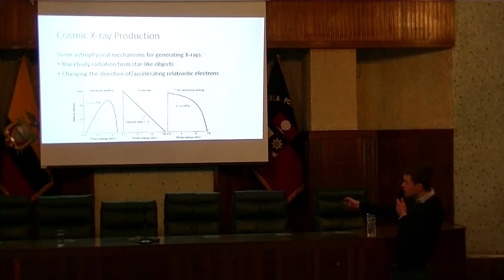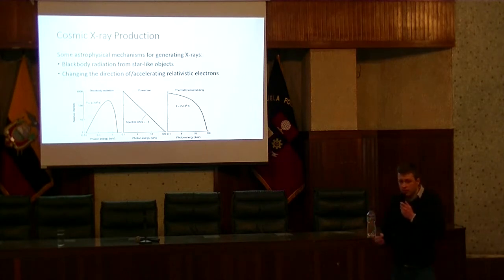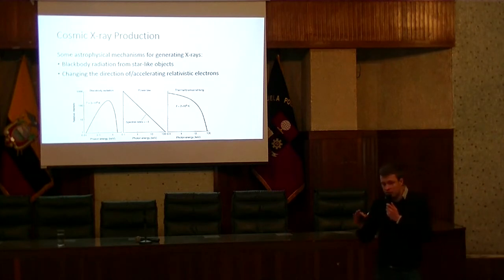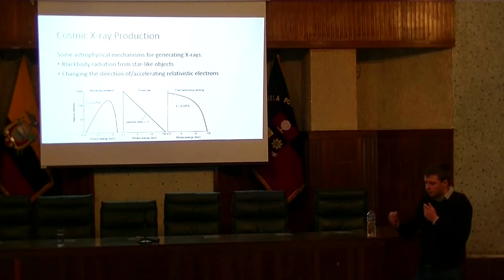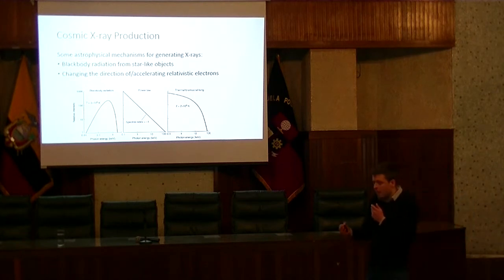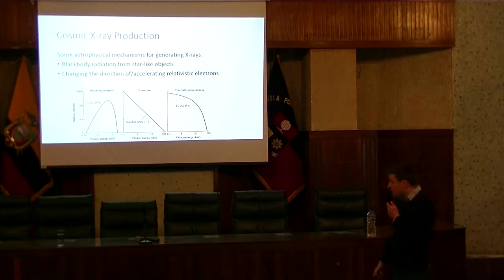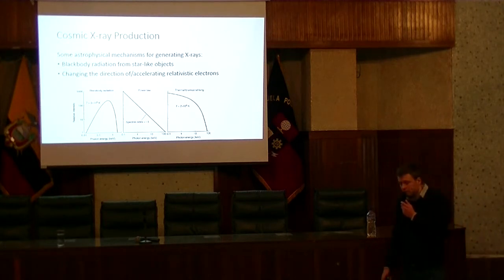Also, if we change the direction of or accelerate a relativistic electron, so an electron that is already moving at a significant fraction of the speed of light, if this changes direction or is accelerated, then X-rays are released and produced, rather, and it will give a spectrum that looks like this here. This is called a power law spectrum.